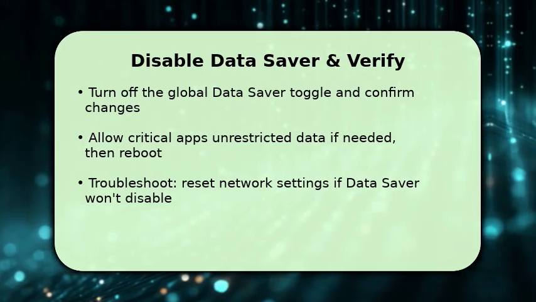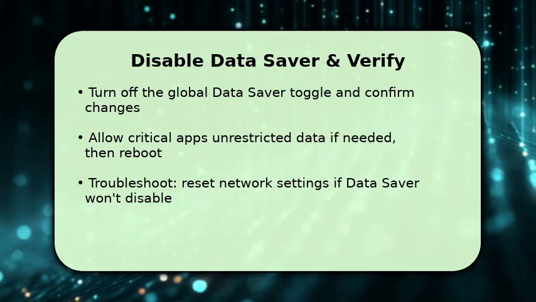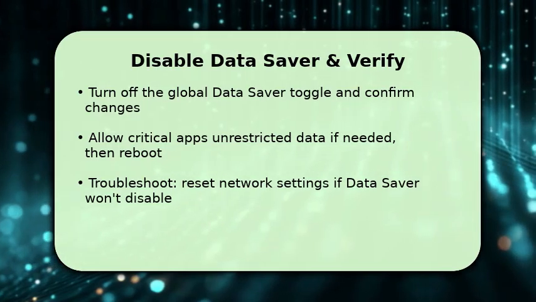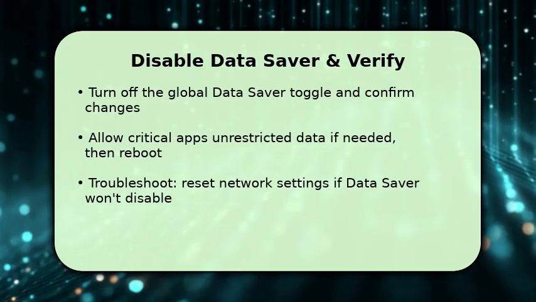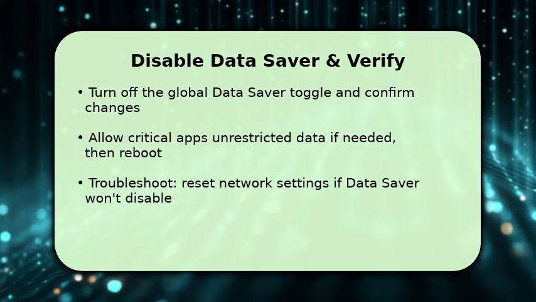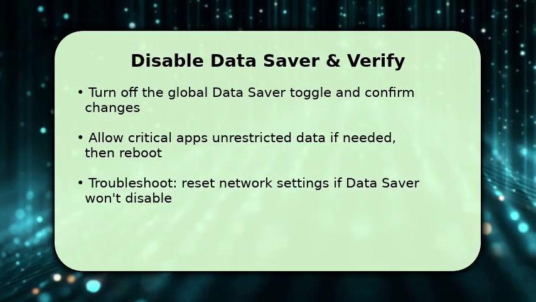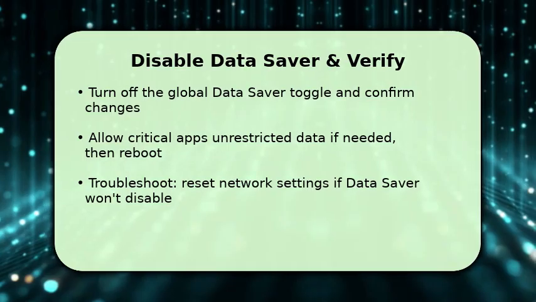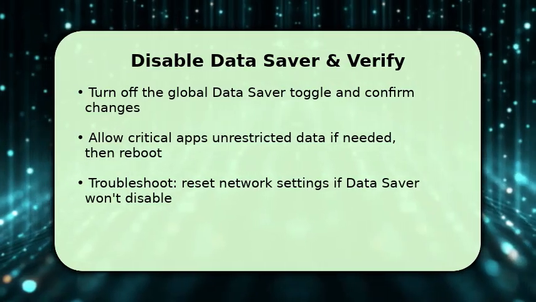Once switched off, reboot the phone to clear any residual throttling and verify notifications and background sync are back to normal. If the toggle won't change, reset network settings from System Reset options. That fixes permission locks without wiping personal files. If problems continue, contact carrier support for account-level restrictions.